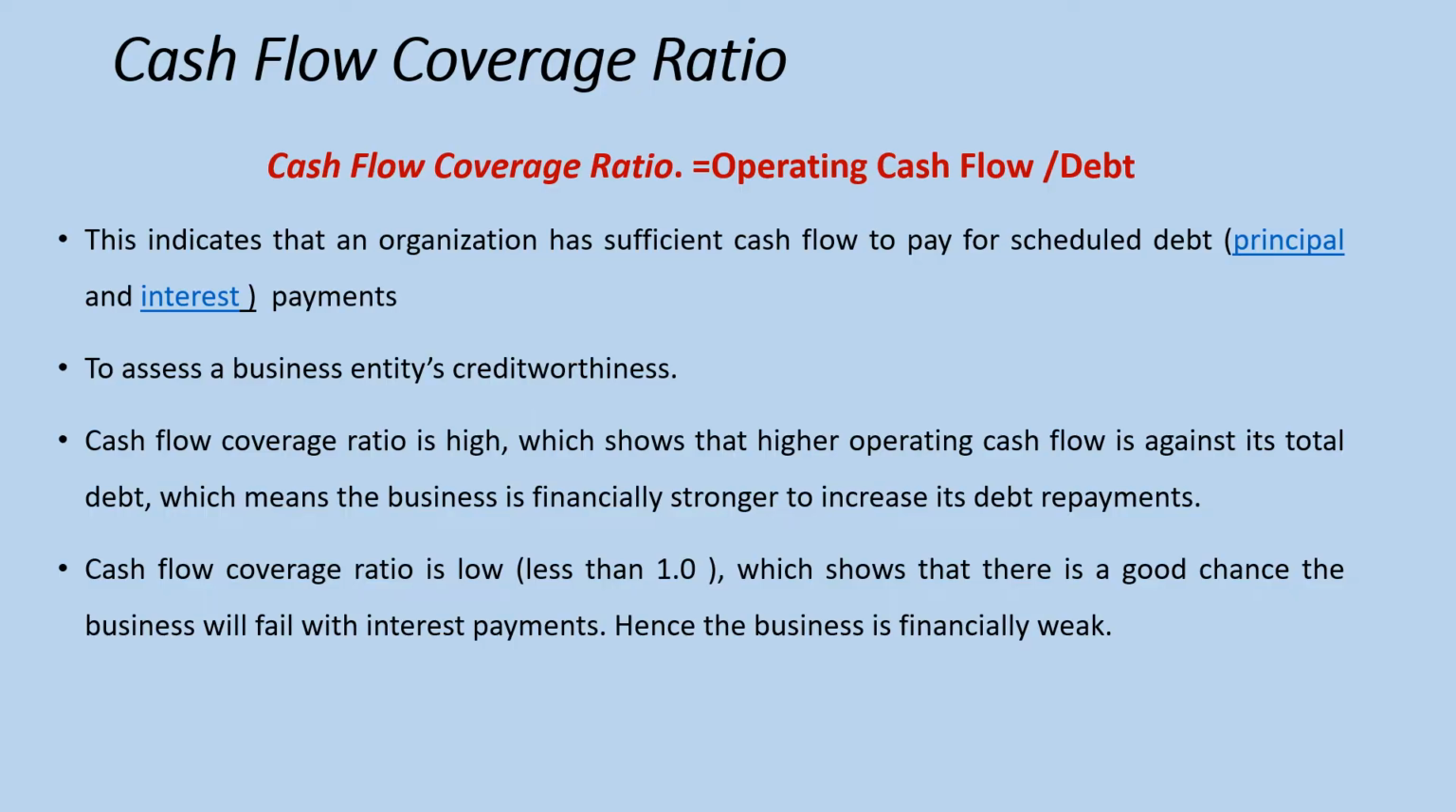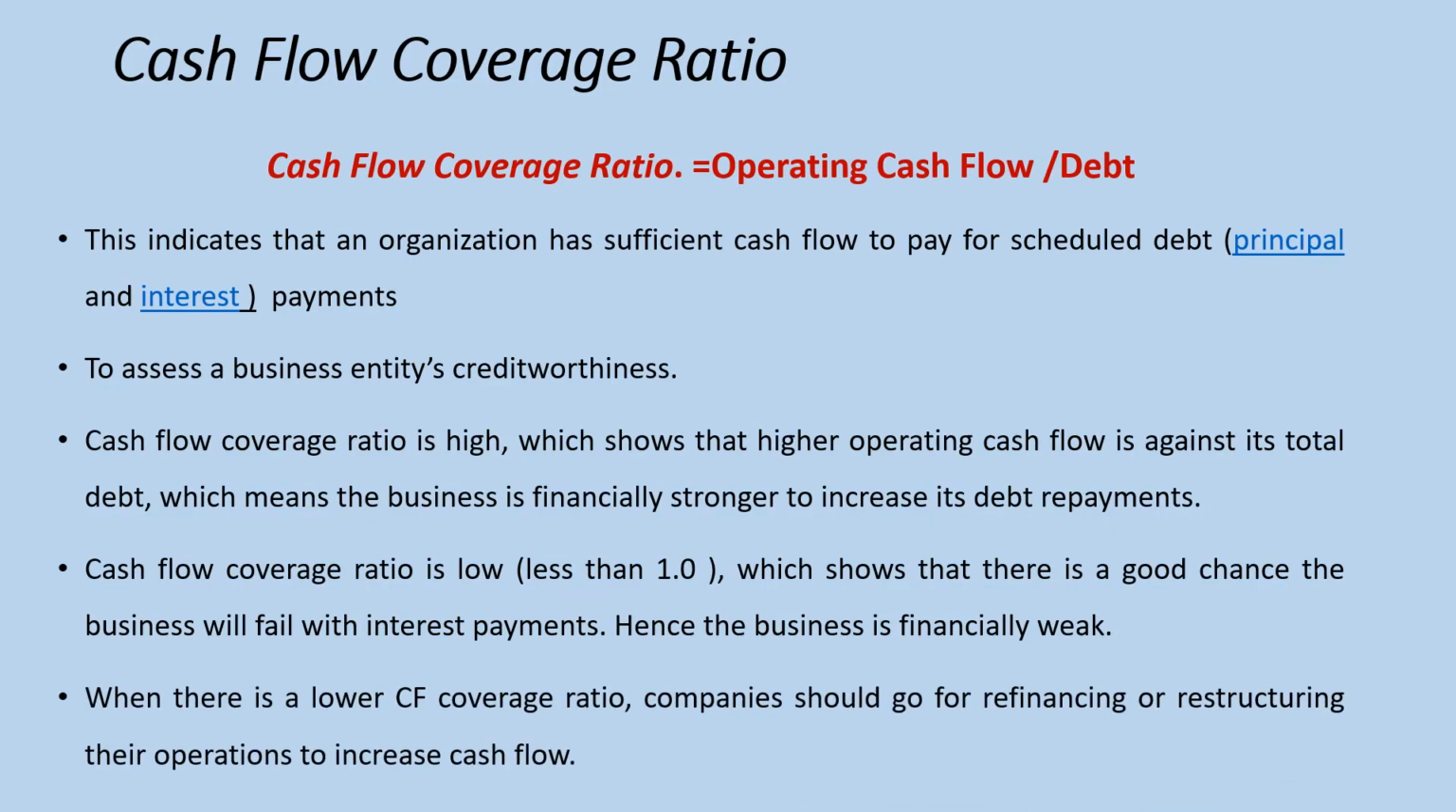When the cash flow coverage ratio is high, it shows a higher operating cash flow against its total debt. That means the business is financially stronger to increase its debt payment. If the cash flow coverage ratio is low, it shows that there is a good chance that the business will fail with interest payments. Hence, the business is financially weak.